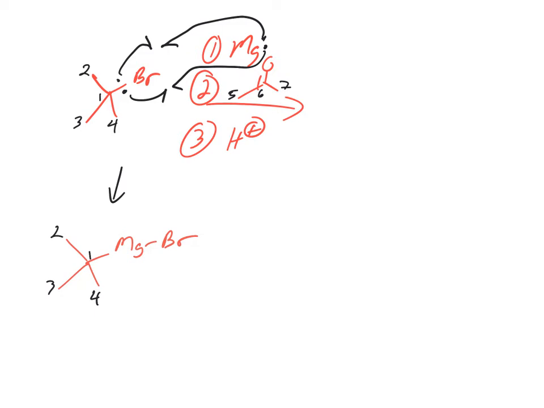In step 2, which atom is electrophilic? So 6 is the electrophile. Why is 6 the electrophile? Because it's bonded to the oxygen, which of course is electronegative. Polar covalent bonds. We learned this. 1 is my nucleophile. 6 is my electrophile.